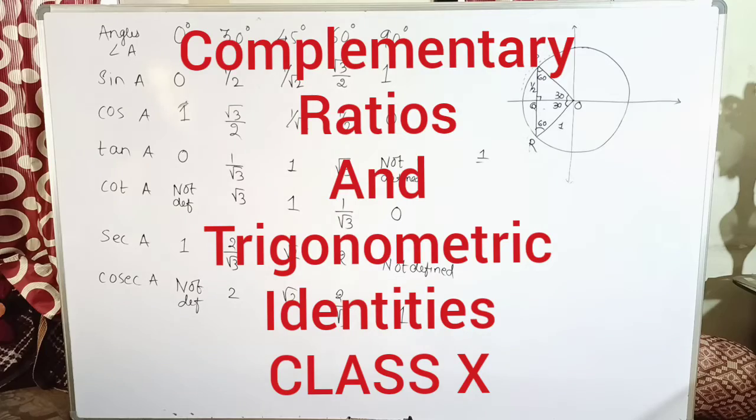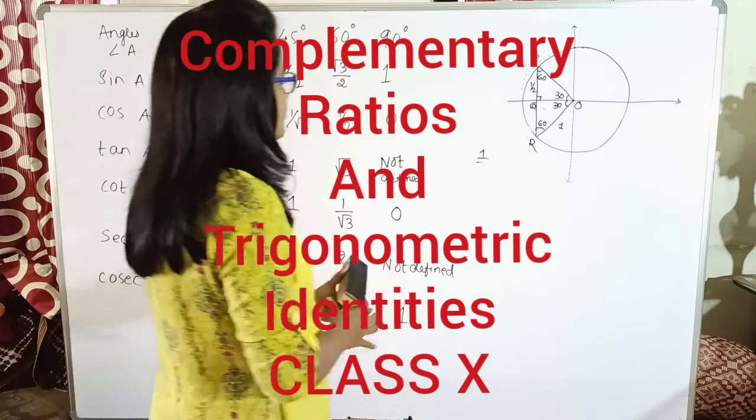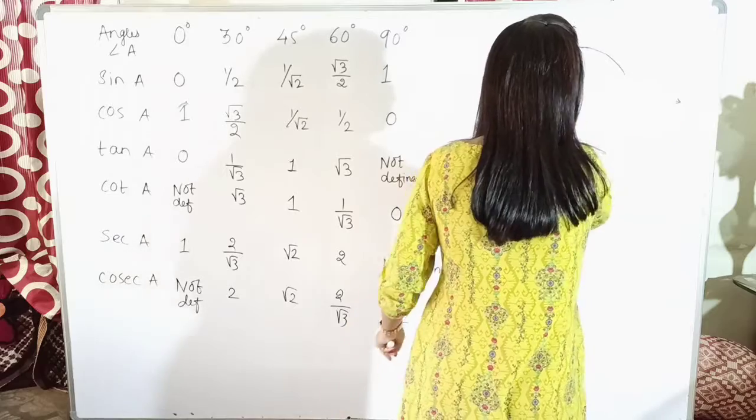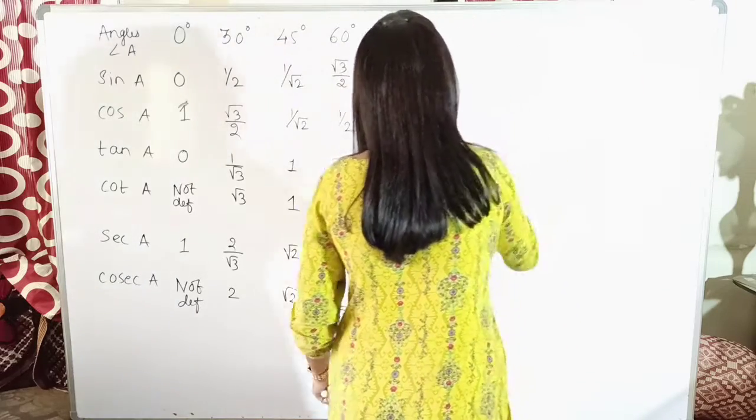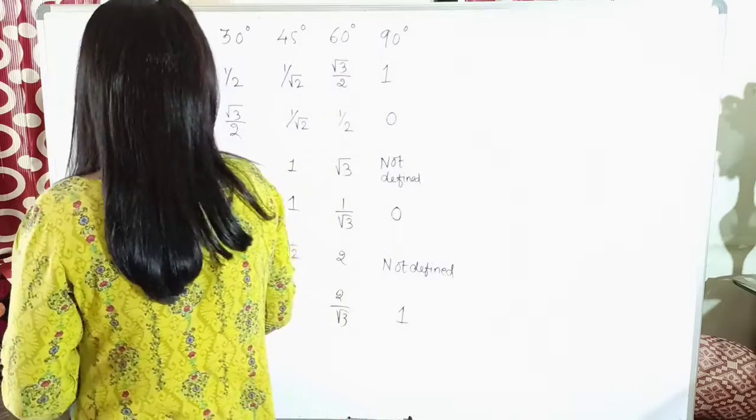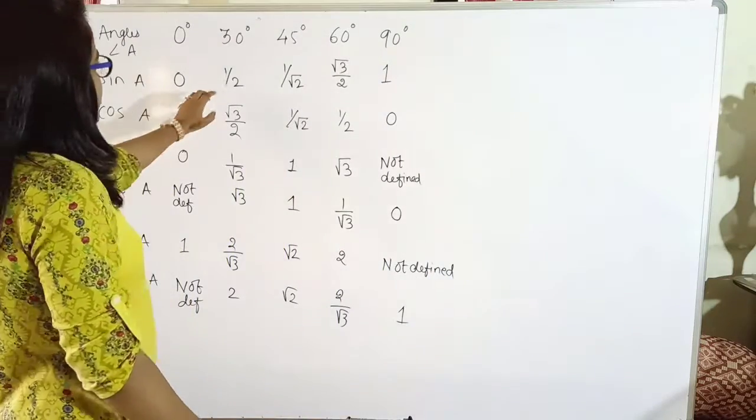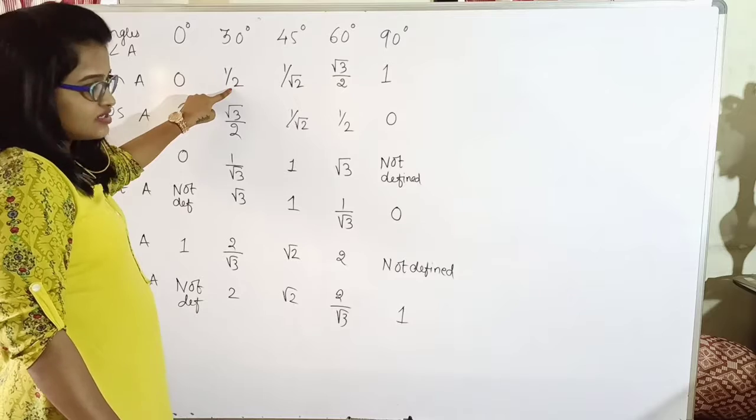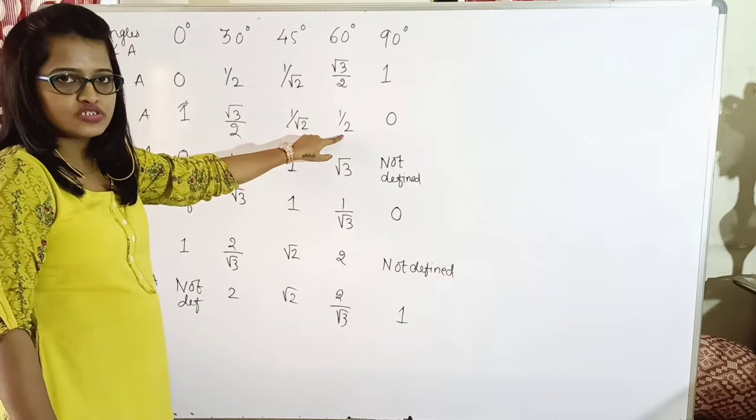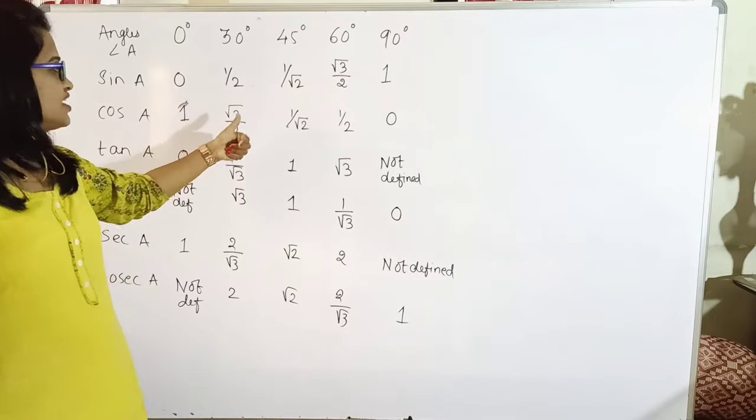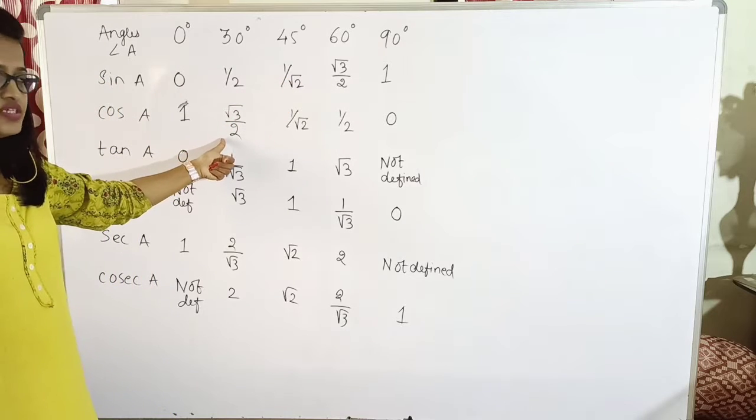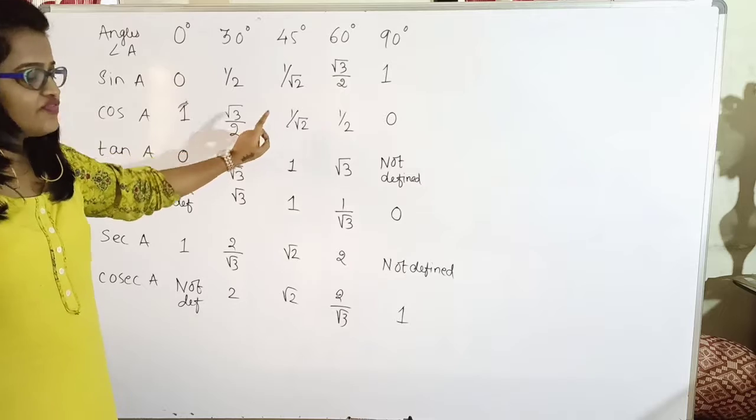Let's see the next concept, that is complementary ratios. Now, what is meant by complementary ratios? If you look at the table, whatever is the value of sine 30, the same is the value for cos 60. Whatever is the value for sine 60, the same is the value for cos 30. And sine 45 and cos 45 are the same.